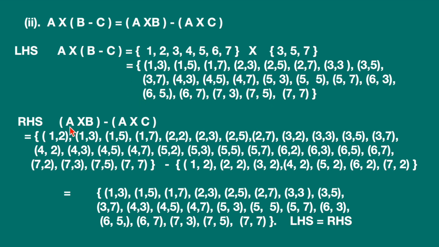Similarly here, we already found out A cross B minus. So this is A cross B, minus A cross C. This is A cross C. Okay, now here we should remove all these elements, all these ordered pairs from this, and write down whatever is left over, whatever ordered pairs are left over. Now if you compare, both are equal. LHS is equal to RHS. Here we come to the end of the exercise 1.1.